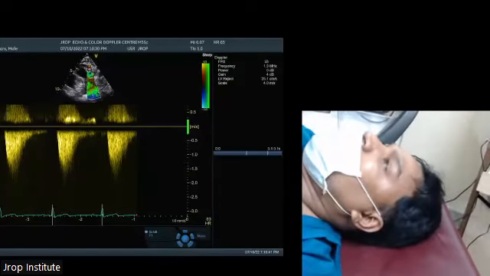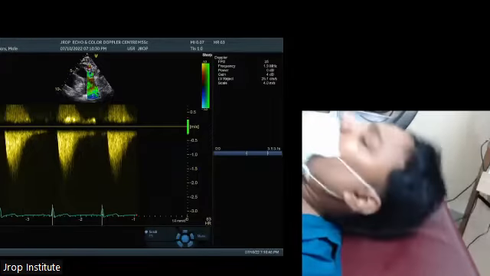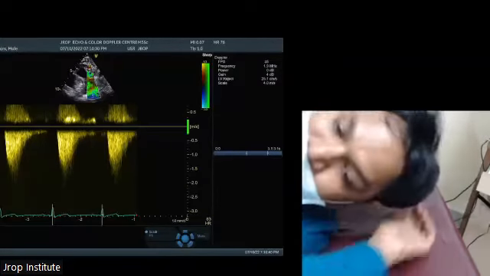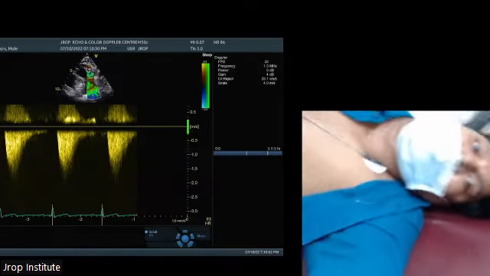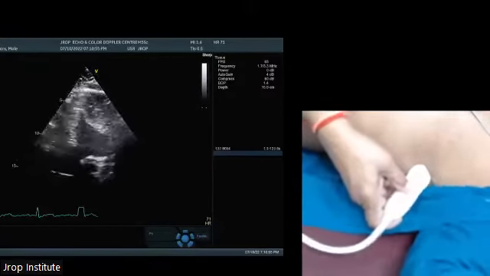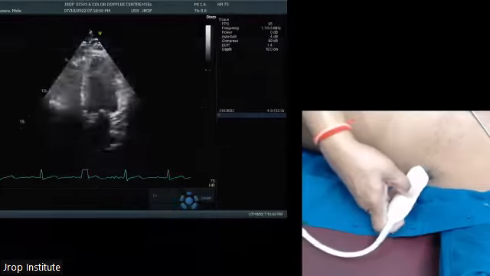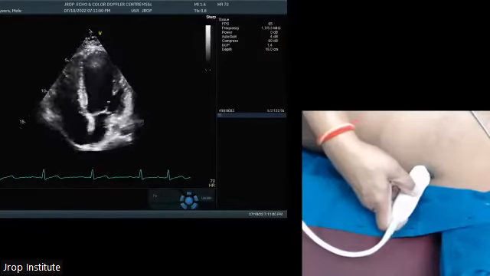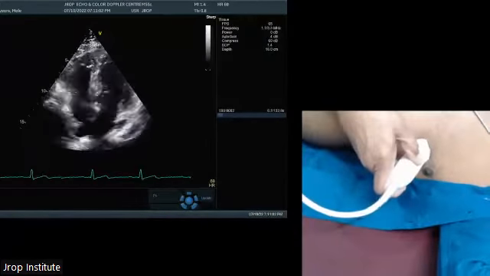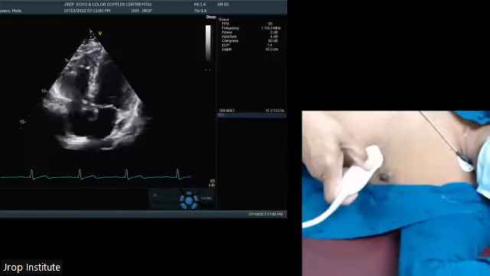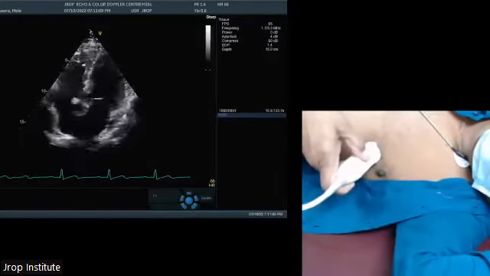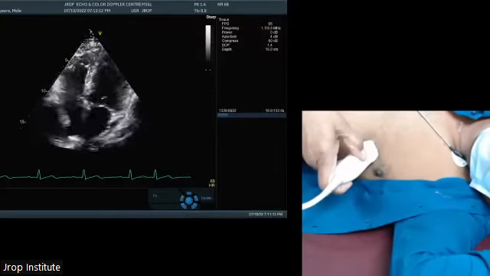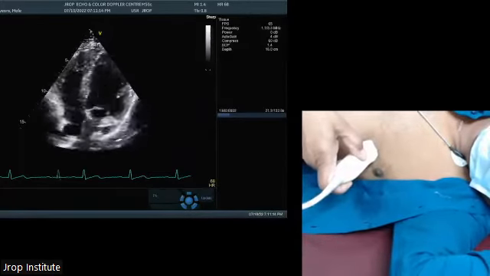Sir, how to get the RV focused view in the apical window? Can you please tell again? Turn the patient to the left hand side. I'm going to the fifth intercostal space. Apical window, 4 chamber, go a space up. That's it. From 5th to 4th intercostal space. And believe my words, the majority of you will be doing this window for the apical window. Okay, thank you.